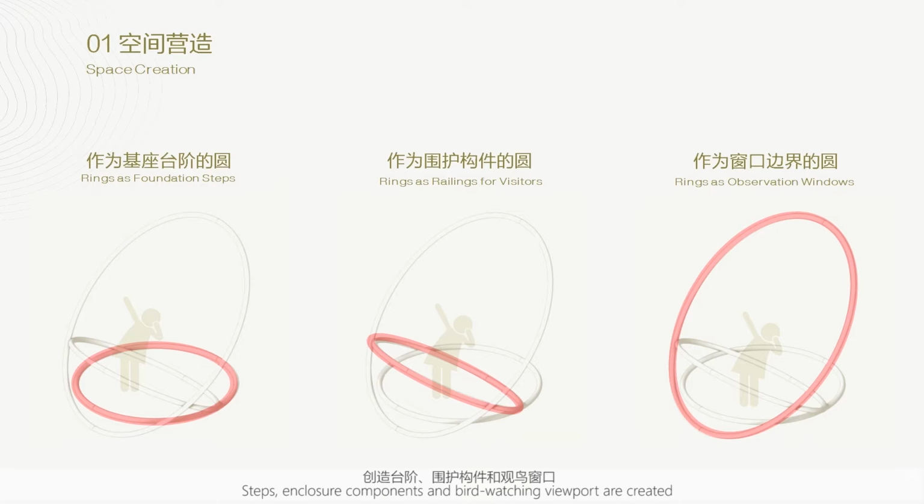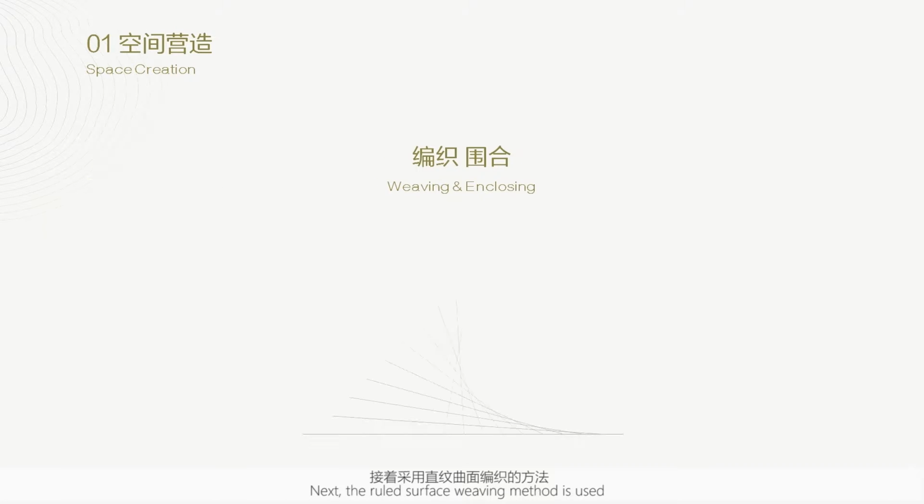In this design plan, we use the ring as the basic type. Through the superposition of basic types, steps, enclosure components, and birdwatching viewports are created to form a preliminary birdwatching space prototype. Next, the roof surface weaving method is used to further enclose the birdwatching space.